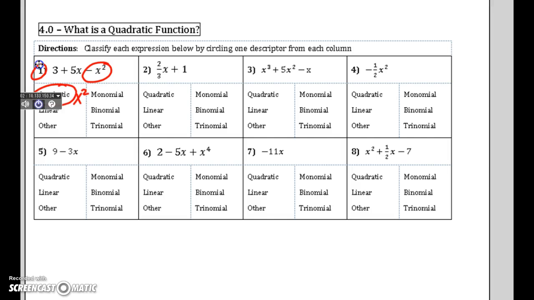I also want to look at, is this a monomial, binomial, or trinomial? So let's remember, monomial means one term, binomial means 2, and trinomial means 3. So this has 3 terms, therefore this is a trinomial. Go ahead and pause the video and give the rest a try.